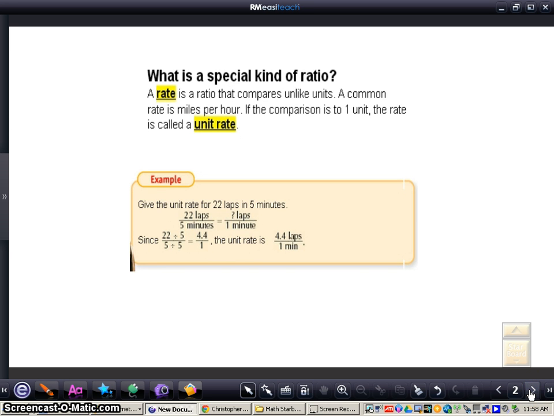Now, first of all, let's develop a little bit of background on ratios and rates. We've already looked at ratios in this chapter. Now, what is a special kind of ratio? A rate. It's a ratio that compares unlike units. A common rate is miles per hour, and the reason we're saying unlike units is there's not really any similarities between miles and hours at all. If the comparison is to 1 unit, the rate is called a unit rate.